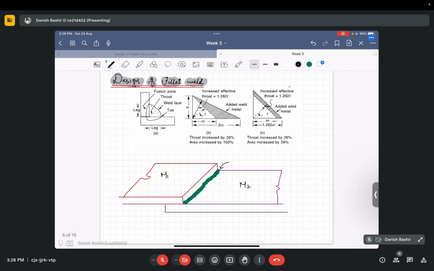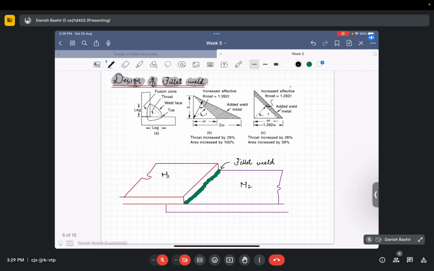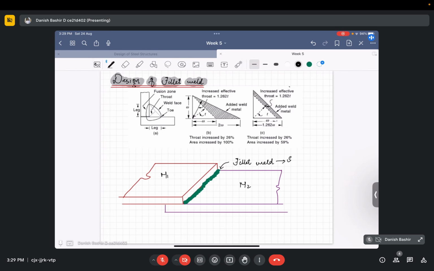So I hope it is clear for you. Fillet weld is for such joints where the two members overlap each other. And for this type of joint, neither tension nor compression is of any concern. The only stress that is of concern is the shear stress. In butt weld, compression and tension were major; but in fillet weld, shear stress is major. So we have to design fillet weld for shear stress importantly.